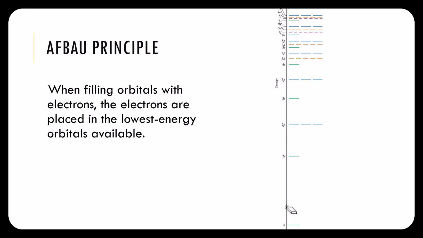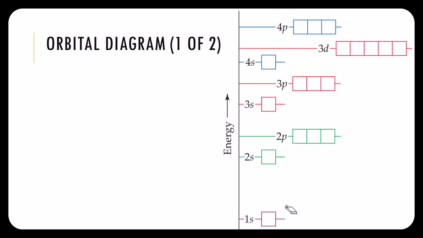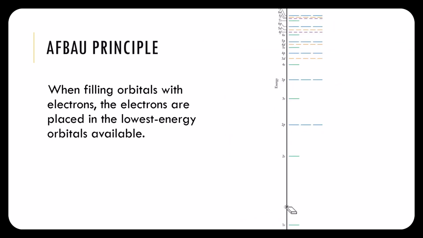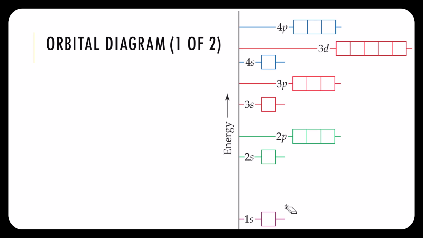This idea of electrons filling orbitals from the lowest energy to the highest is called the Aufbau principle. Aufbau is a German word meaning to build up. So we build up, or we put electrons from the bottom to the top. Here we see another depiction of an orbital diagram. It depicts the same thing as this one. It's just a little cleaner, easier to see. So that's why I chose this one. Let's take a look at an example.